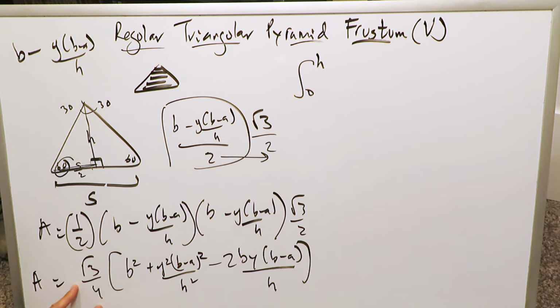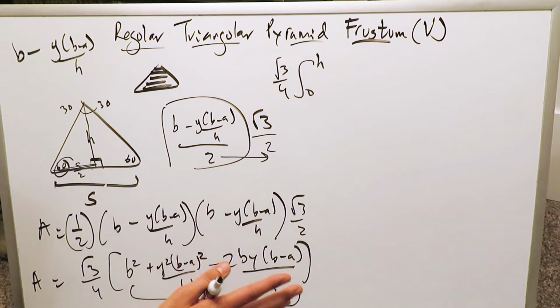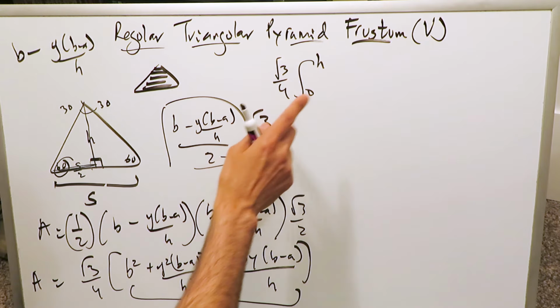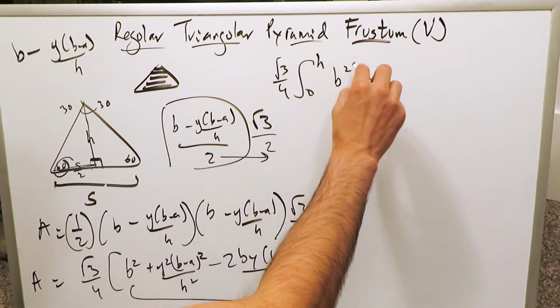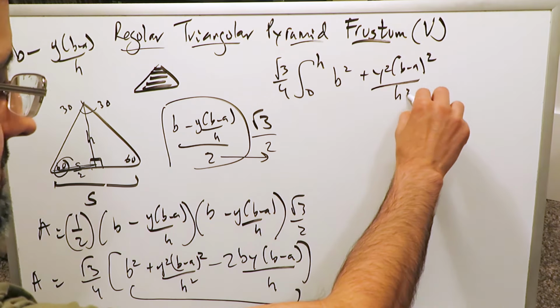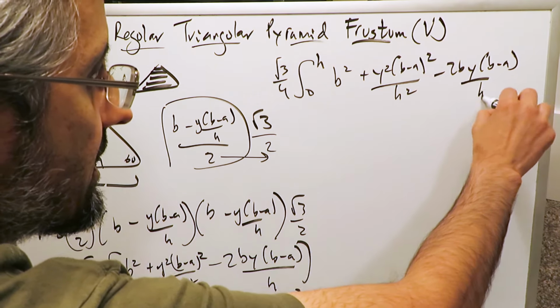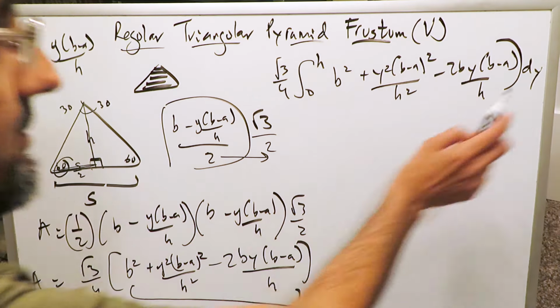The only thing you want to bring out of this is root 3 over 4, but if you focus on this right here, it looks exactly like what you saw in the square pyramid volume frustum derivation. All of this will give you exactly the same outcome as the square pyramid frustum volume formula, except this will be on top of that. Let's bring all of this here: b square plus y square b minus a whole square over h square, minus 2by b minus a over h, all of this with respect to dy.